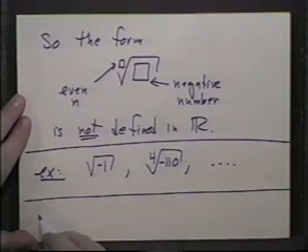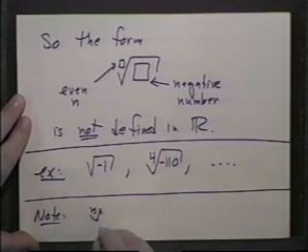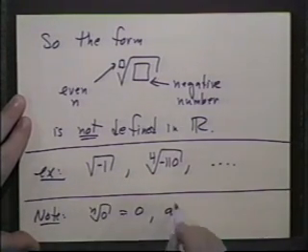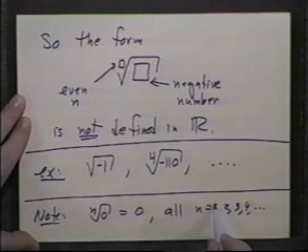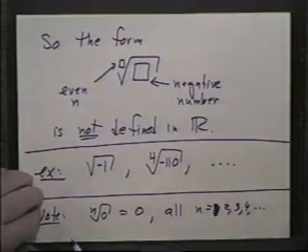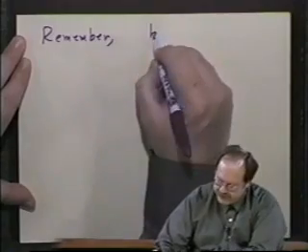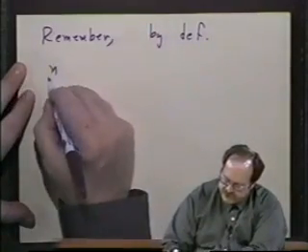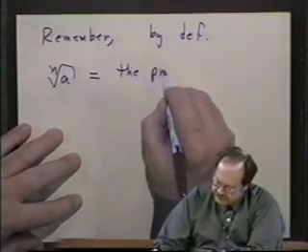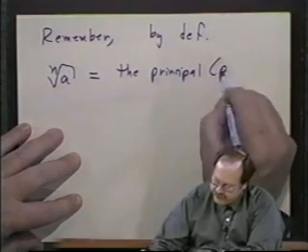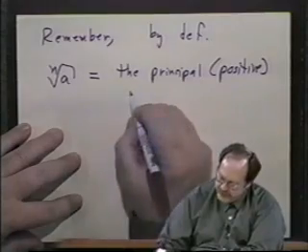Oh, and one small note while I'm here. Note, the nth root of 0 is equal to 0 for all n equal 1, 2, 3, 4, etc. Well, I guess we didn't really define a first root, so let's just say n equals 2 on up. Okay. So, let me recap what we've got. Remember, by definition, what is the nth root of a? You want to be very clear on this. It is the principal, that is to say the positive nth root of a.